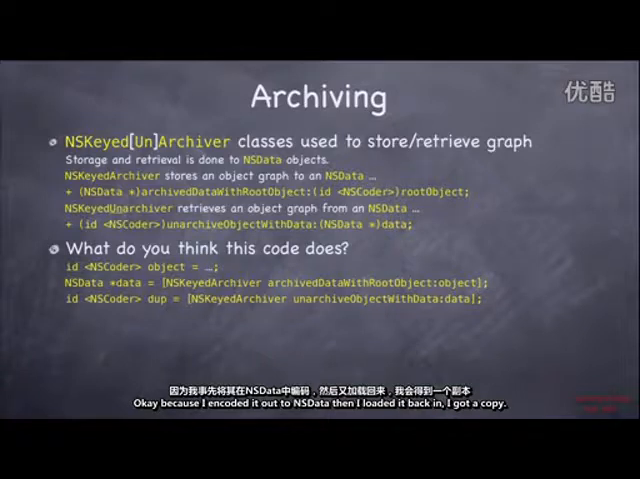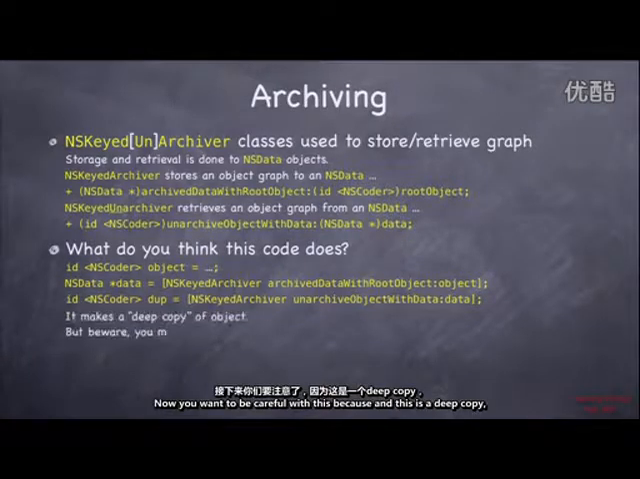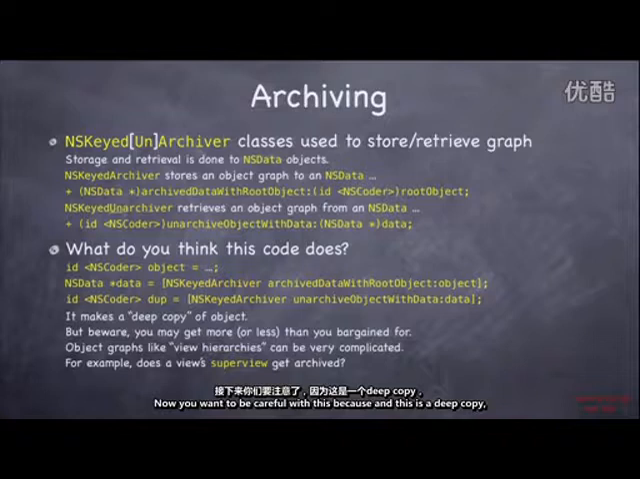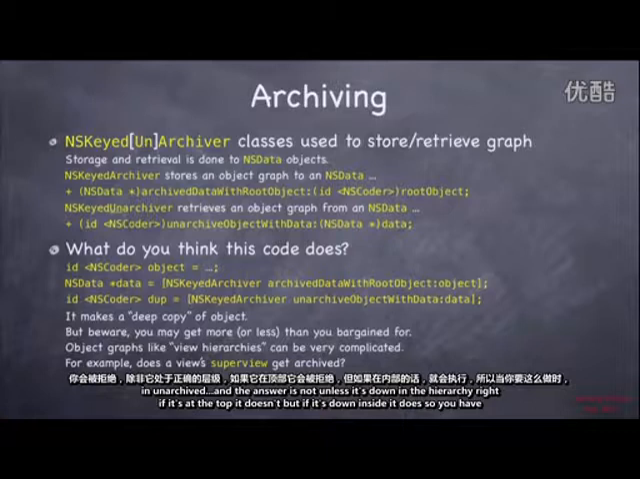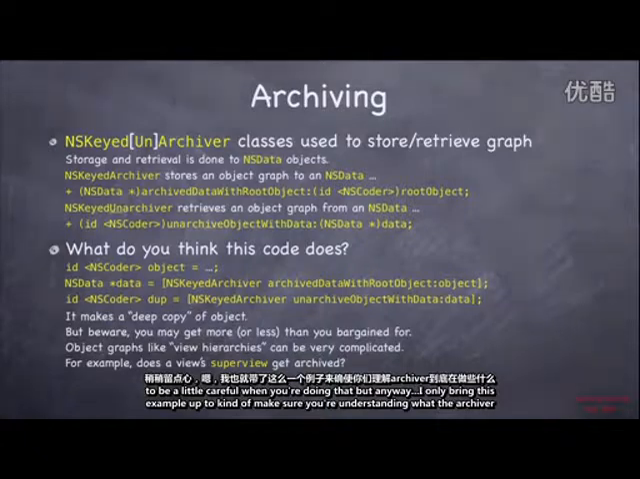Because I encoded it out to an NSData, then I loaded it back in. I got a copy. Now, you want to be careful with this because this is a deep copy, right? It's not just copying the top level, it copies all the way down. But you have to be careful. If you encode a view, does its superview get archived and unarchived? And the answer is not unless it's down in the hierarchy, right? If it's at the top, it doesn't. But if it's down inside, it does. So you have to be a little careful when you're doing that.